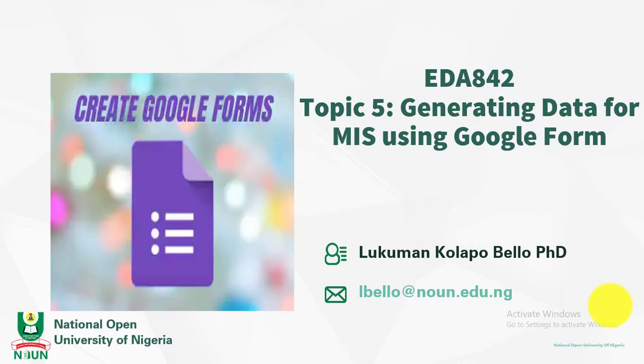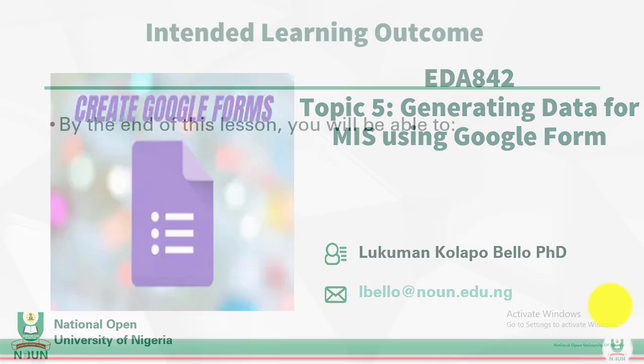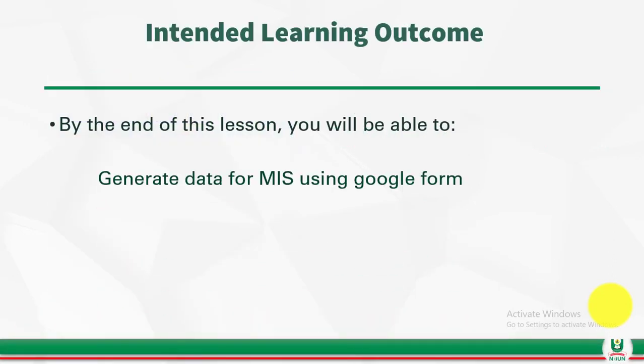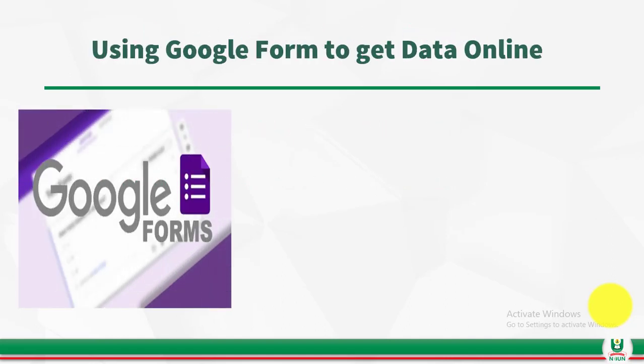All right, as I mentioned earlier, this is topic 5 and we are going to look at how you can generate data for MIS using Google Form. By the end of this lesson, I expect you to be able to do this effectively. You should be able to generate data for MIS in your organization, especially in your institution using Google Form. Now, what do we need to know about using Google Form to get data online?